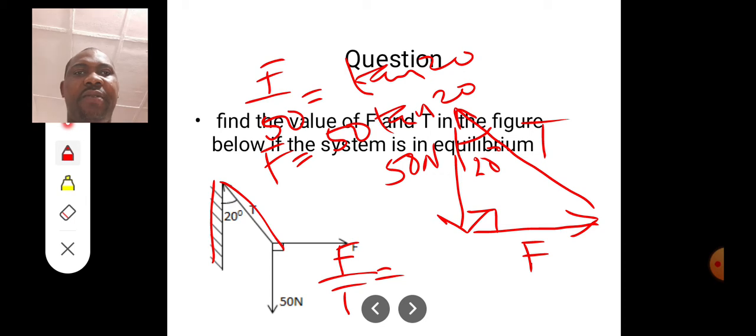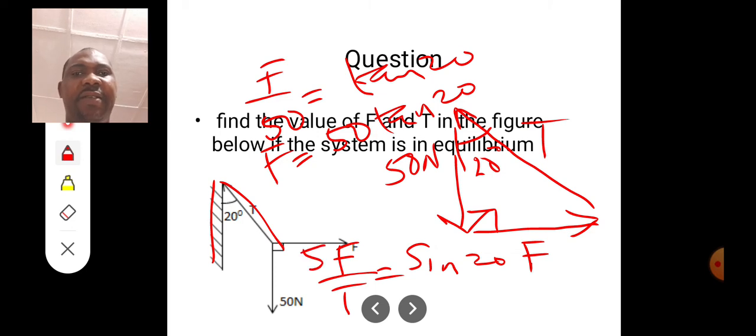The same thing with T. F over T is equal to, F is opposite of 20 degrees, T is hypotenuse. So opposite over hypotenuse is sine, so sine 20. With that, I can find the value for T. Or we can just say 50 over T.